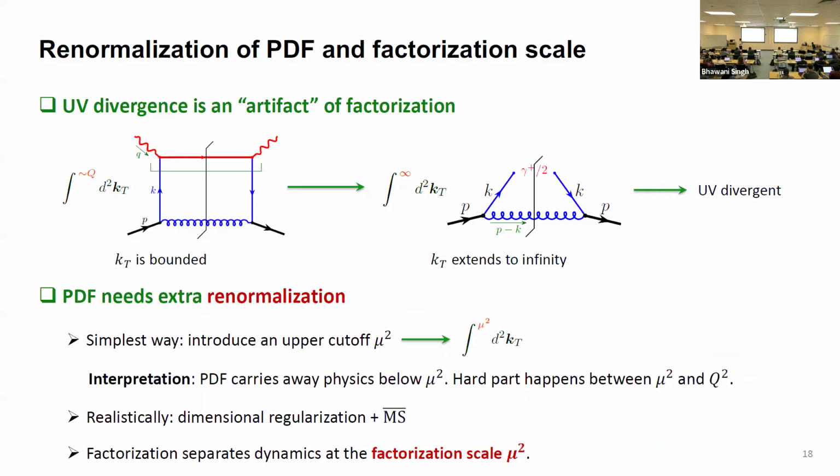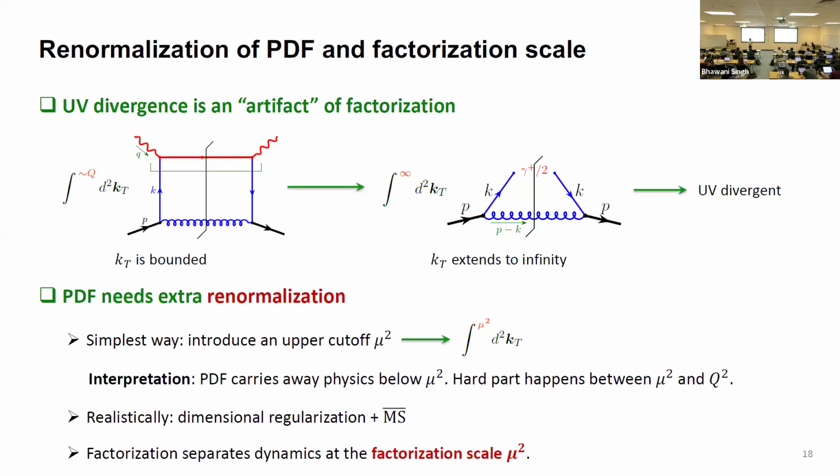And so we have to remove this extra UV divergence, and we do that by taking extra renormalization. And you have learned from the introduction lecture that the simplest way to renormalize it is to simply add a scale, a cutoff, mu square, for the upper bound of kt integration. What this does is that for the PDF, the kt integration is only up to mu square. So it only carries the physics below the mu square. And the hard part happens between the mu square and the q square. And in this sense, we call the mu square a factorization scale. So factorization scale arises because the PDF has a UV divergence and it requires a renormalization.